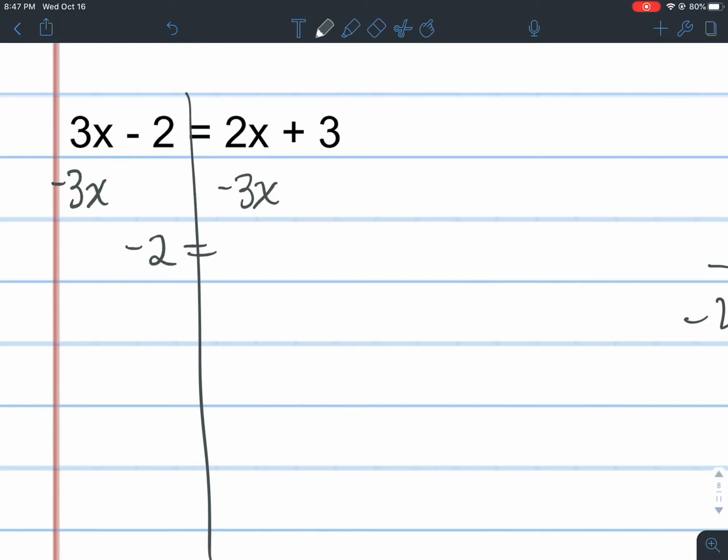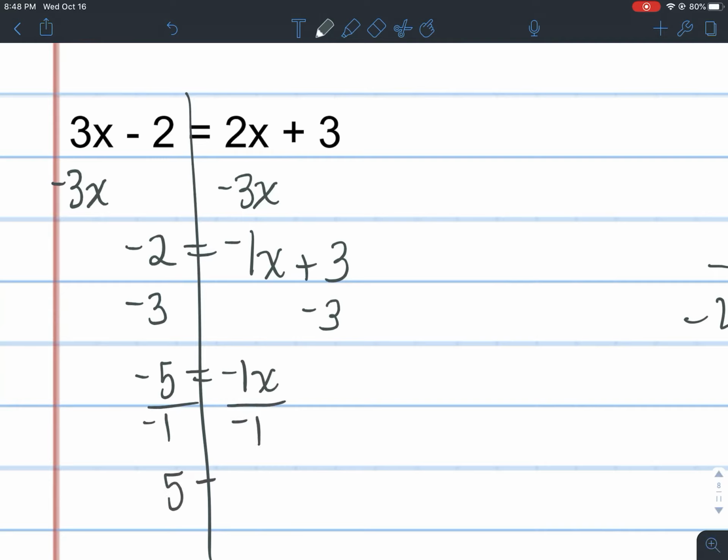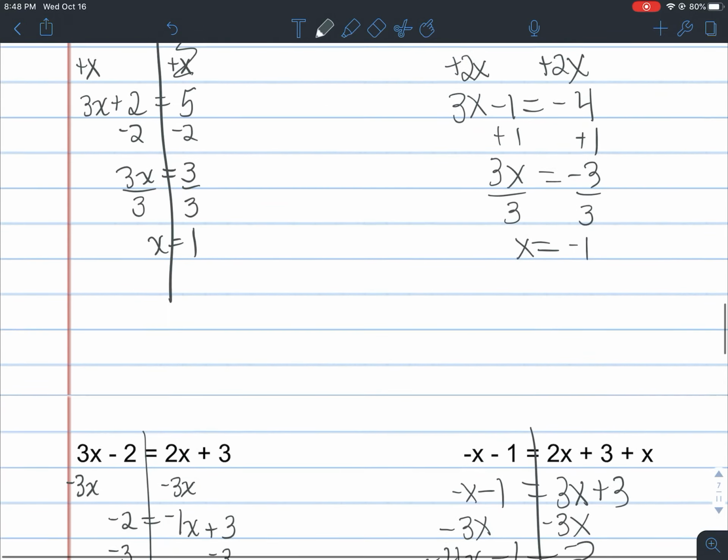And then you can even picture it, 2 greens, 3 reds, 1 red's left over. And you can do negative 1x, or just negative x is fine. And then again, from here, it's just minus 3. And then you divide by negative 1. And that's kind of how that one looks.